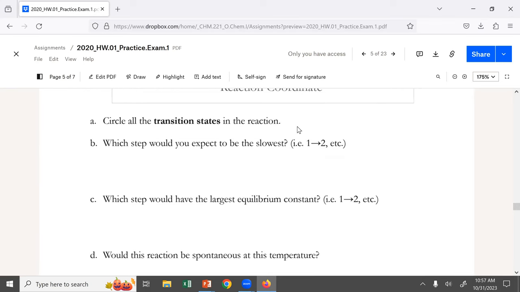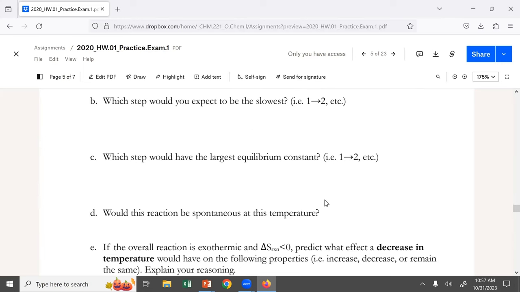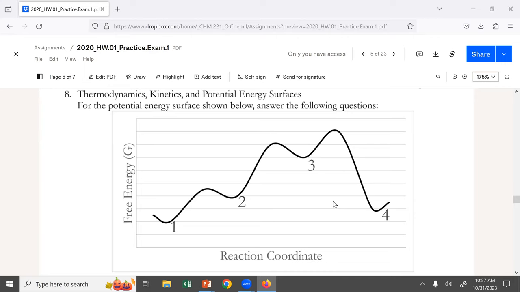And then, what's the largest equilibrium constant? Would it be spontaneous at this temperature? Equilibrium constants and spontaneity just have to do with downhill, right? The overall net change between points one and four. From one to four is uphill in free energy, so positive delta G, which means it would not be spontaneous at this temperature. We can't say anything else except at this temperature, because as you change temperatures, all of these change relative to each other. Unless we make a catalyst, the activation energies won't change per se, but two can shift up and down a little bit, three can shift, and one and four can shift too. So you can't say anything beyond just this temperature. You can't make any generalizations past that without a lot more information.